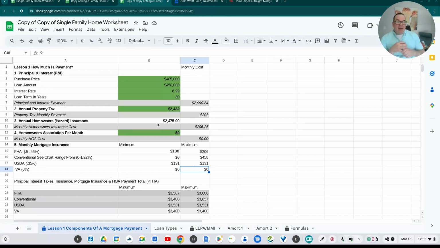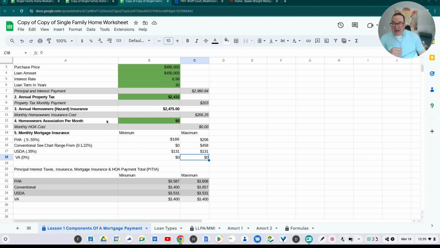Homeowners insurance, I'm having auto-calculated on this worksheet. It is an estimate. And this worksheet is for single family houses. I'll make another one for townhouses because the insurance cost is significantly less on a townhouse and condo if the HOA's insurance is covered in the structure, which happens in a lot of cases.